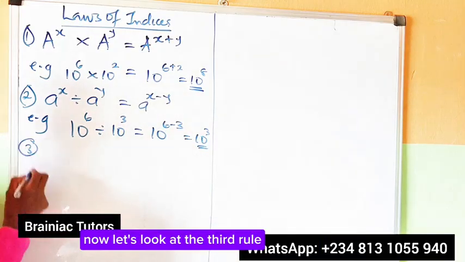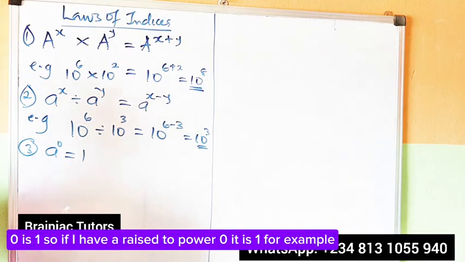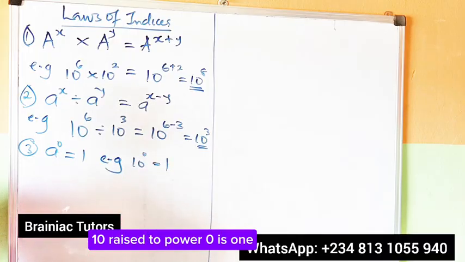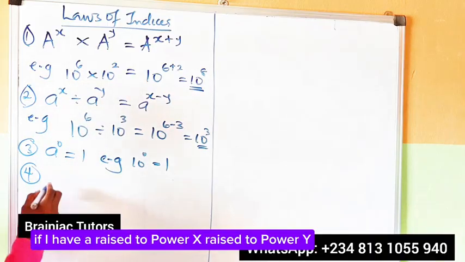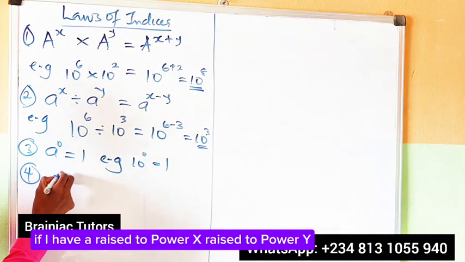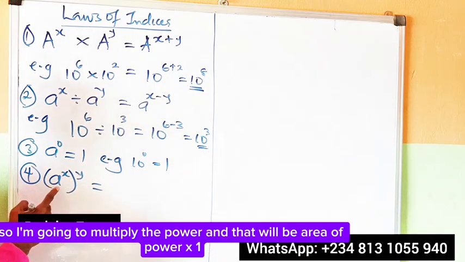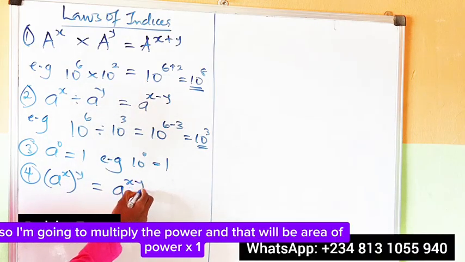Now let's look at the third rule. Any value raised to power 0 is 1. So if I have a raised to power 0, it is 1. For example, 10 raised to power 0 is 1. Number 4. If I have a raised to power x raised to power y, I'm going to multiply the power, and that will be a raised to power xy.